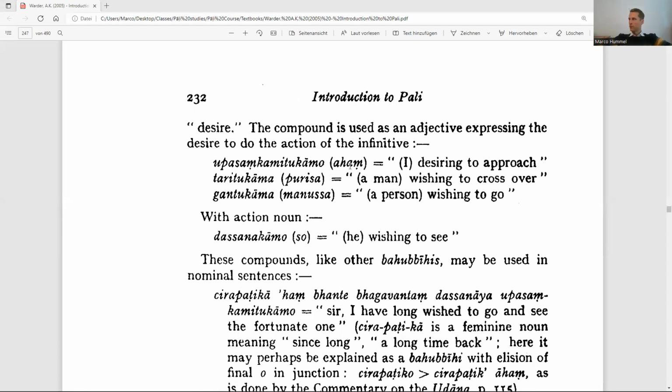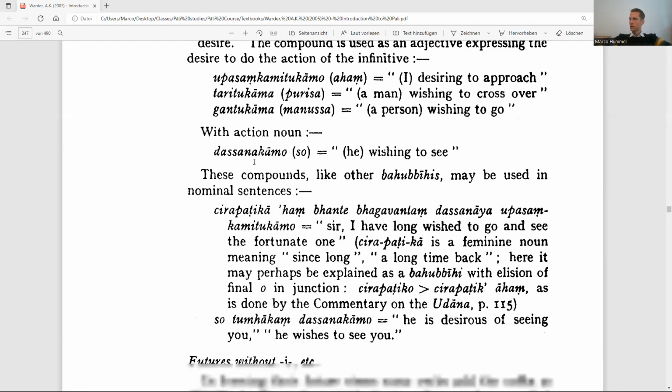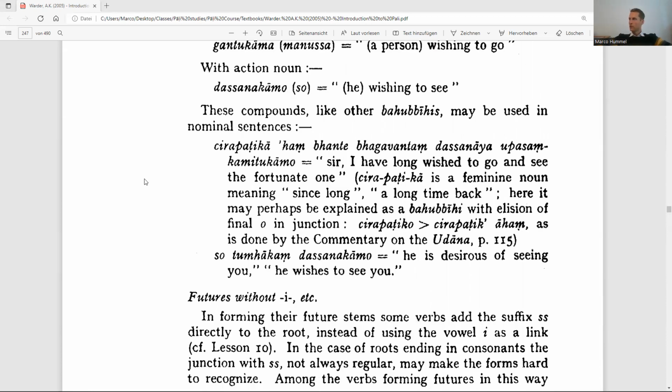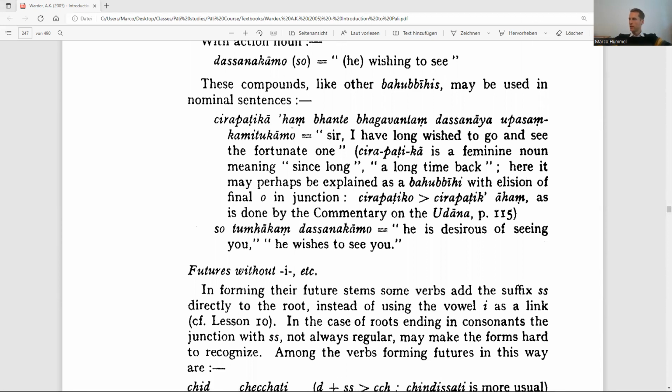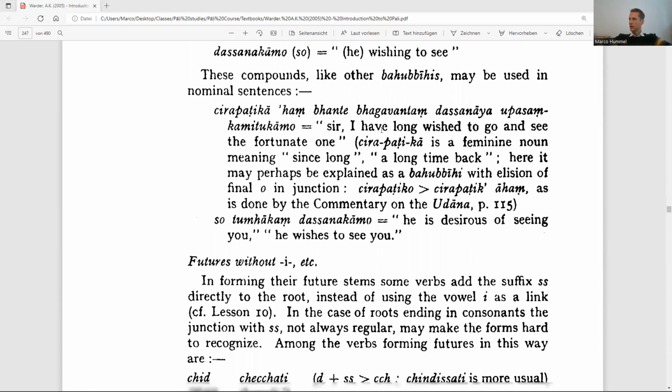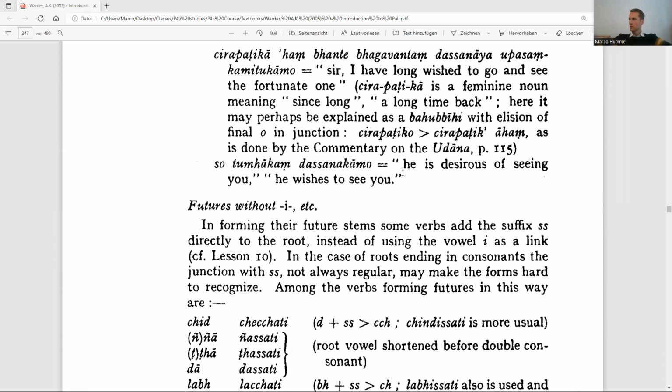Upasankamitu kamo, I desiring to approach; taritu kama purisa, a man wishing to cross over; gantu kama manussa, a person wishing to go; and with an action noun, dassana kama, he wishing to see. And the compounds, like other bahubihis, may be used in nominal sentences. Chirapattika ham bante bhagavantang dassanaya upasankamitu kamo. Sir, I have long wished to go and see the fortunate one. Or sotum hakam dassana kamo, he is desirous of seeing you. He wishes to see you.